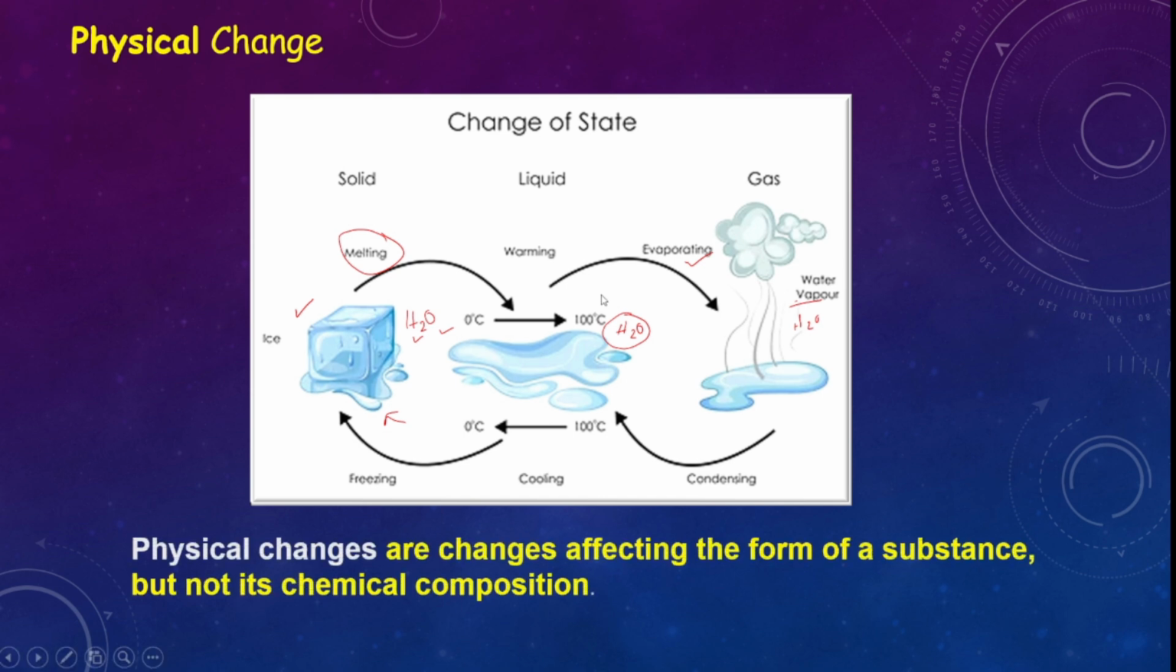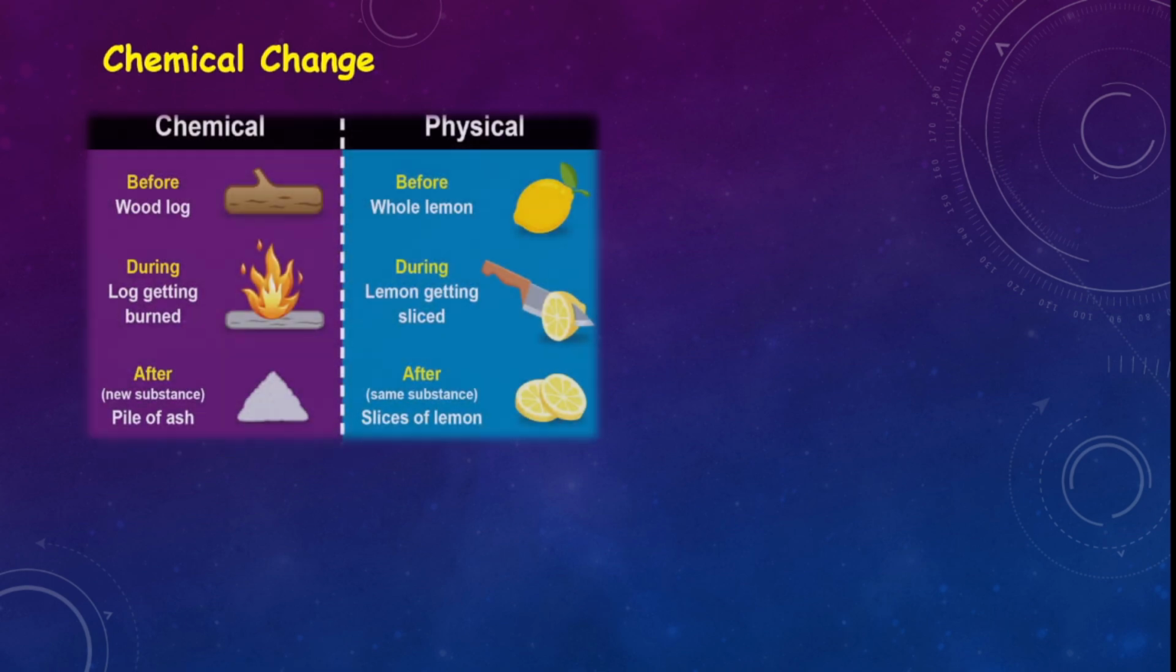So what is physical change? Physical changes are the changes affecting the form of a substance or the shape of a substance, but not its chemical composition. We are not getting any new substance with any new properties, but the same thing. That is physical change. Okay, now let us see what is a chemical change. Here we have two columns. The first column shows chemical change and the second column shows physical change.